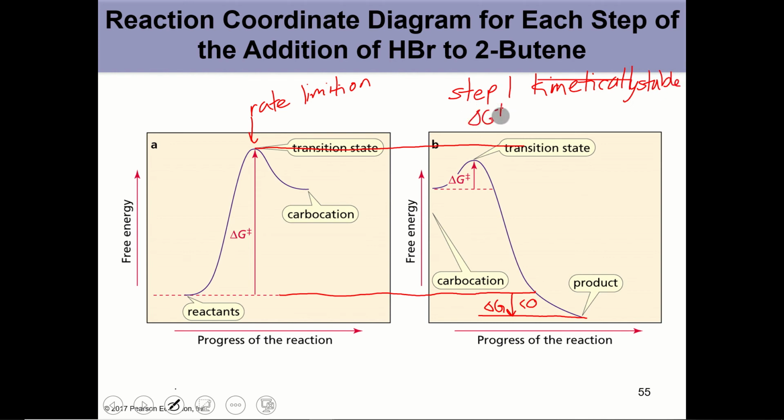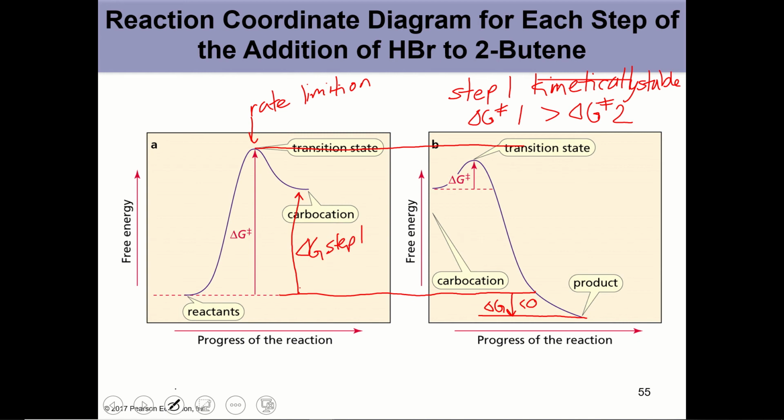Delta G transition state 1 is greater than delta G transition state 2. Okay, and then we can also talk about the thermodynamic stability of the two steps of the reaction. So in the first step of the reaction, the delta G from reactant to product is positive. So we go from reactant energy to product energy for the first half. This is delta G step 1.